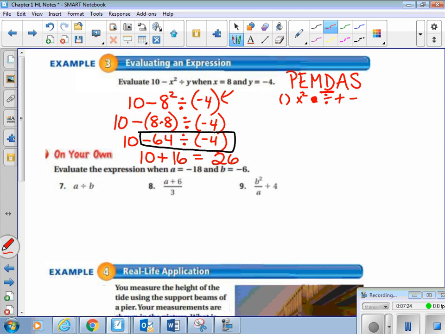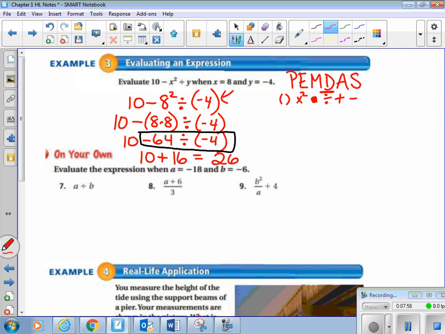So when we are evaluating expressions, not only are we substituting values in for the variables, we're replacing them, we are then following our order of operations. So see if you can apply that to the on your own problems, number 7, 8, and 9. Make sure you replace A with negative 18 and B with a negative 6. Follow your order of operations, solve the problems, pause the video, and come back and check your answers.